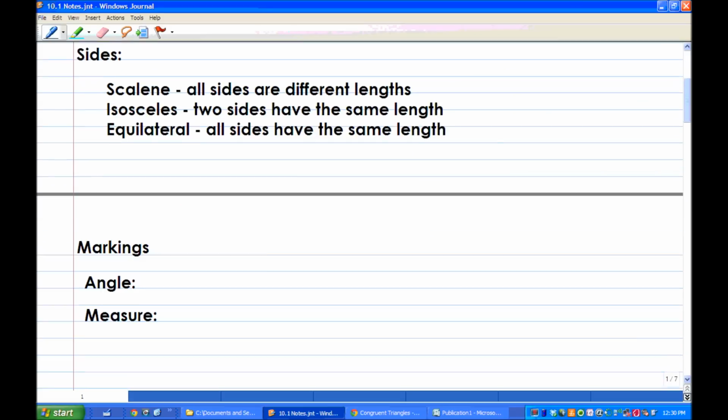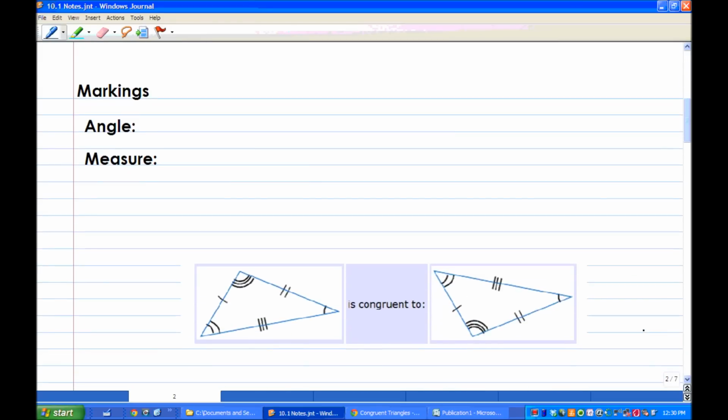Next, we got to go over markings. When I'm talking about markings, there's a few things that I'm referring to. First of all, for an angle, we use this. That's the symbol that means angle. For measure, we use a lowercase italicized m. So if you saw this in the book or in notes somewhere, that means the measure of angle B.